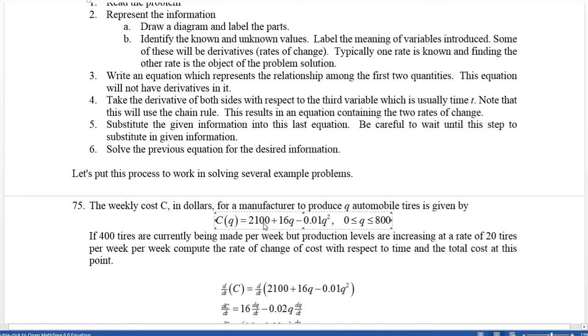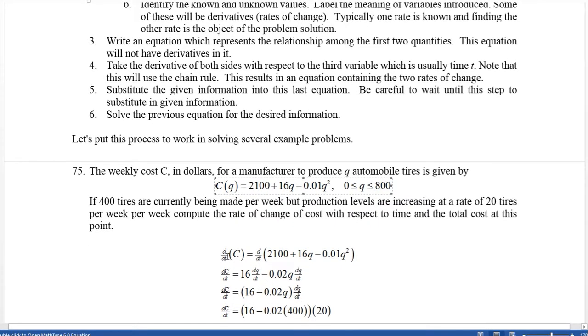So we got C equals this quadratic polynomial in Q. Now, both the quantity that you're measuring and the cost that it takes to produce it are changing as time goes on. So we want to take the derivative of both sides here with respect to t. Of course, the derivative of C with respect to t is just dC over dt.